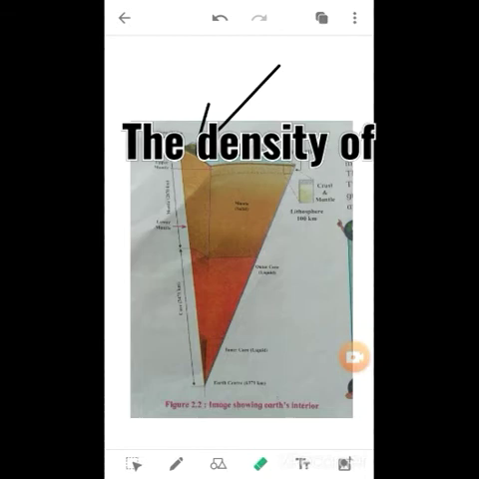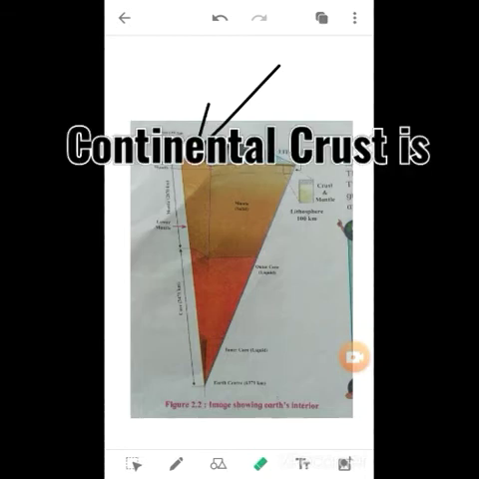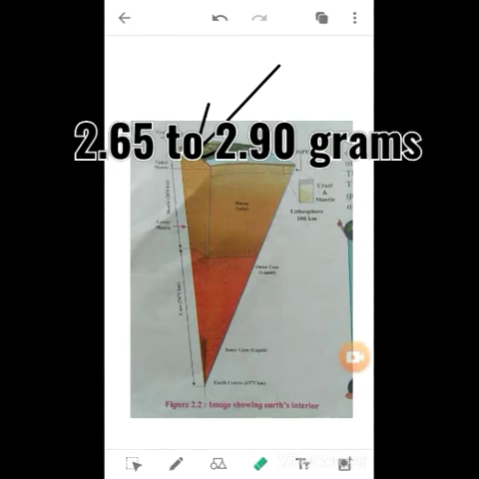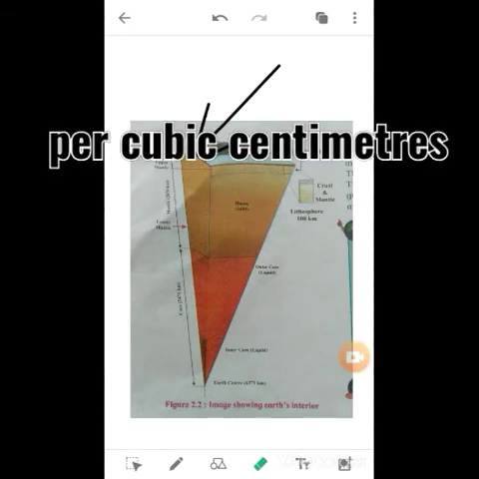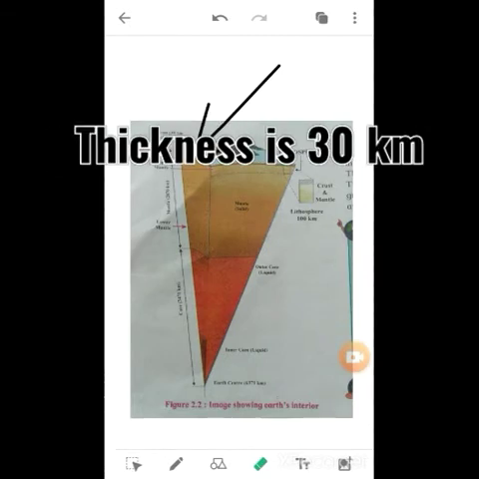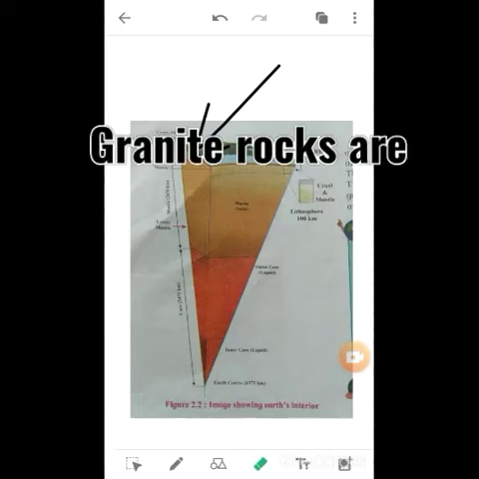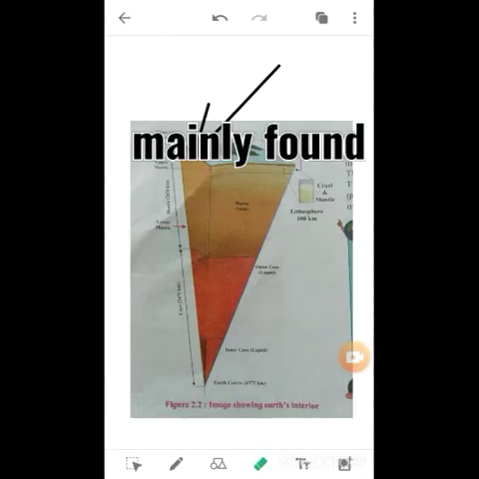The density of continental crust is 2.65 to 2.90 gram per cubic centimeter. The thickness of this layer is approximately 30 kilometers. Granite, a type of igneous rock, is mainly found in this layer.